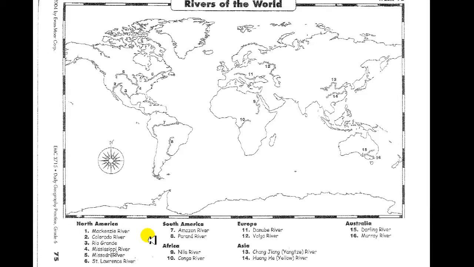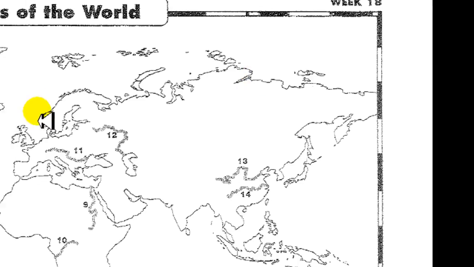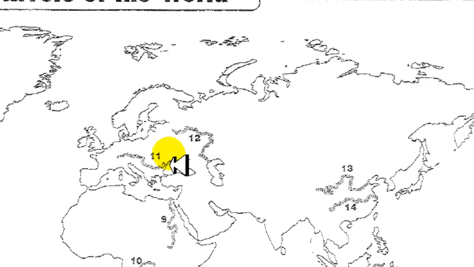Thursday, number 2, name the longest river in the European part of Russia. So Russia, we know, is a huge country. The European part has to be closer to Europe. So what river is kind of in the Europe-Russia area?